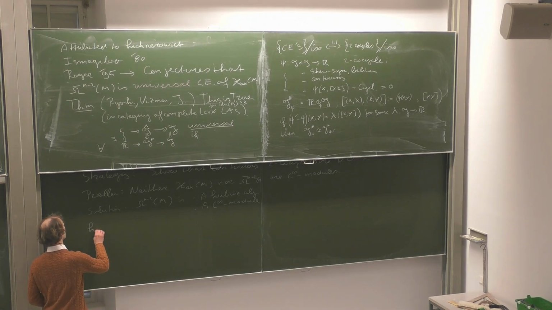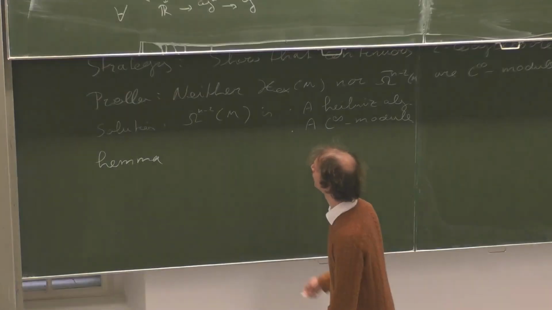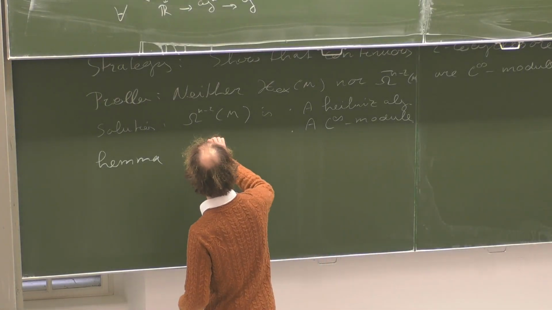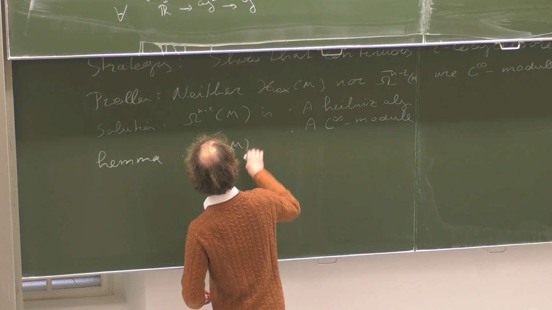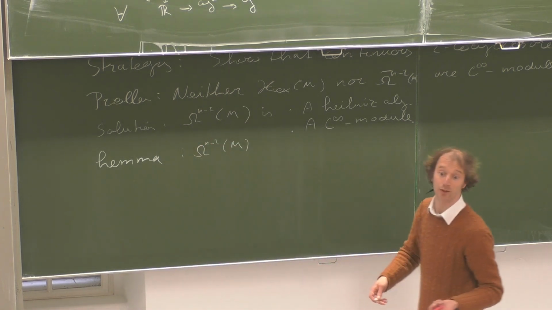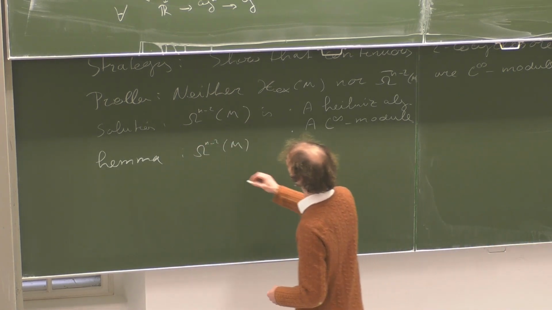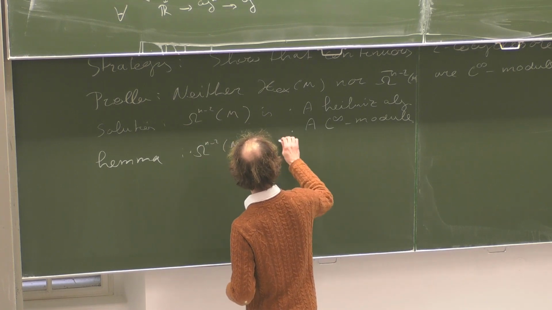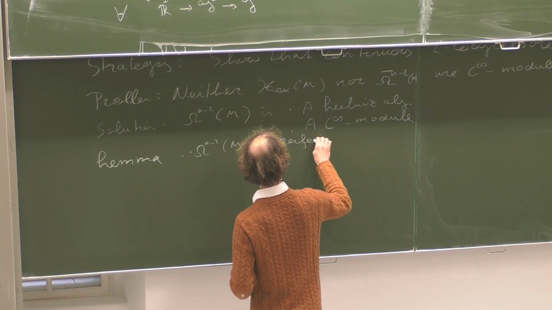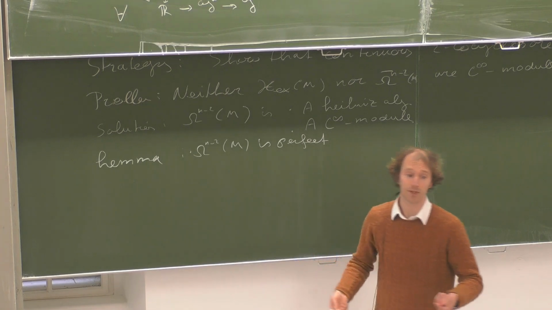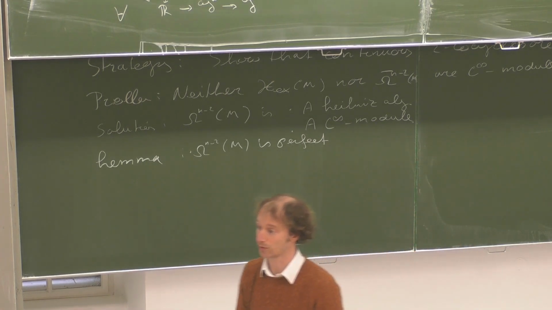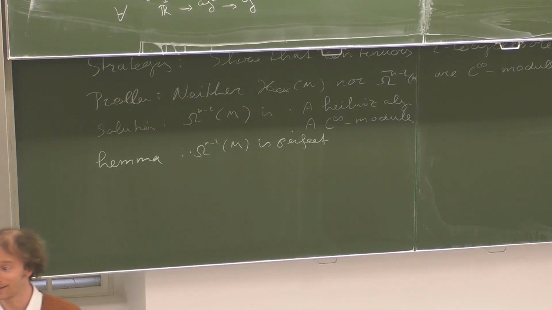So the basic lemma here is that this thing is not just a Leibniz algebra; it's a perfect Leibniz algebra. Here I don't just mean topologically perfect, I really mean perfect. So every element can be written as a finite sum of commutators.